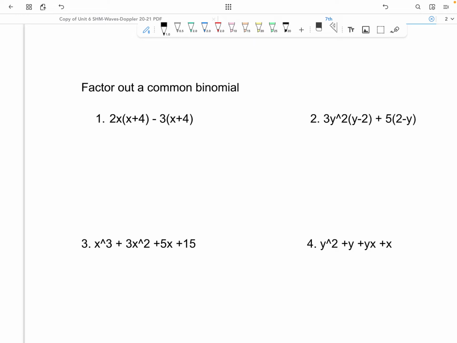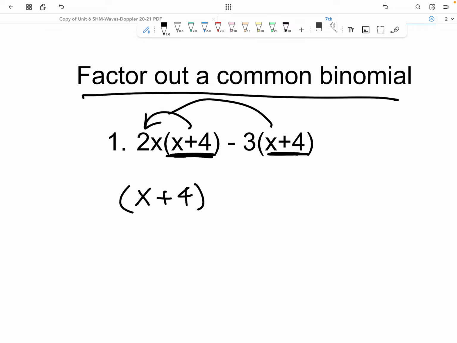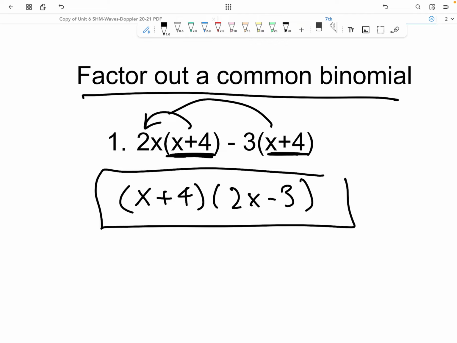I already did it beforehand, but if we were to factor out a common binomial, how would we do that? Well, obviously we can find a common factor over here, x plus 4. So all we've got to do is factor that out, and you get x plus 4 times 2x minus 3. And that's it, because that will be your binomial.